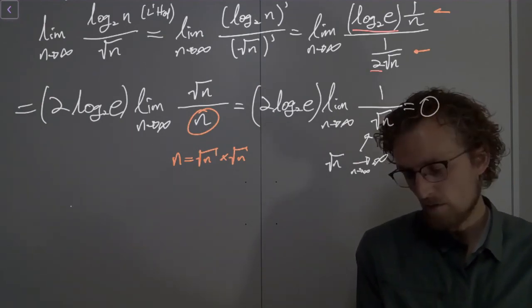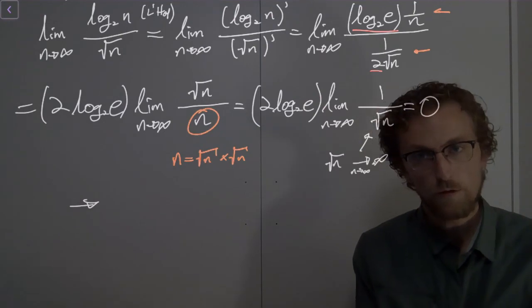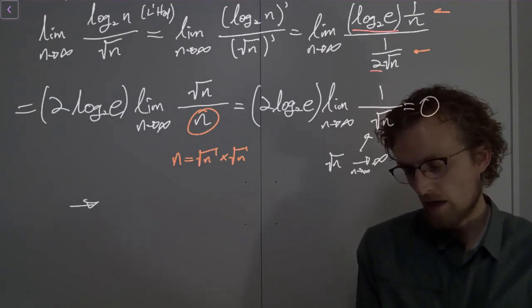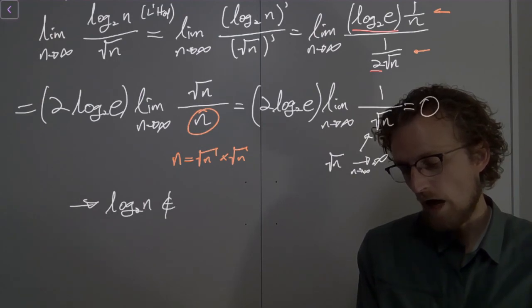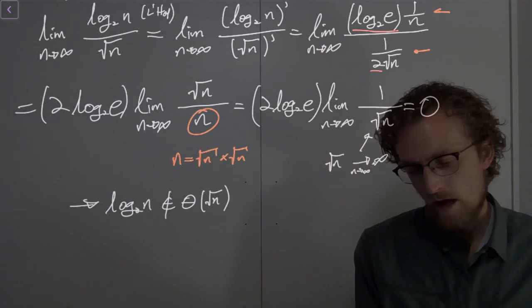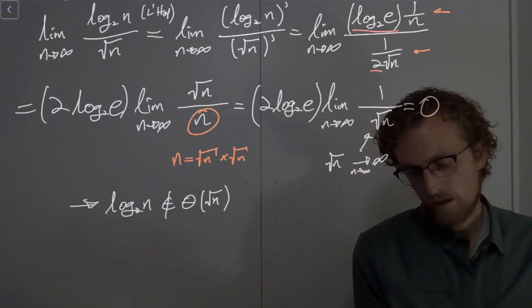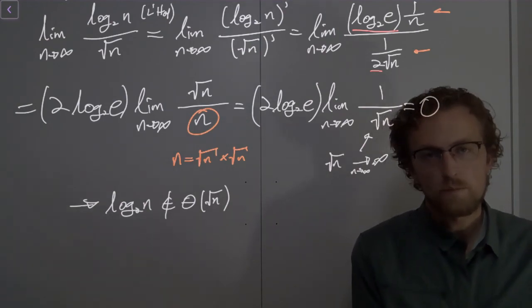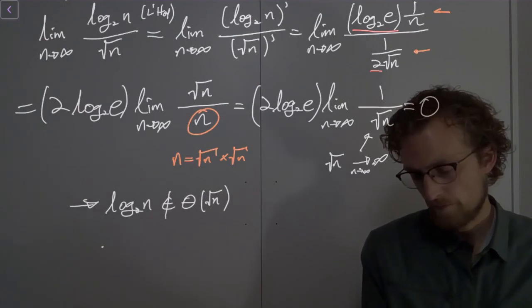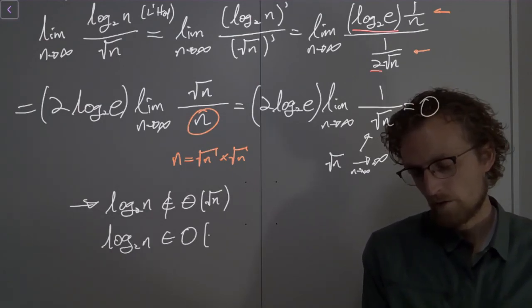So what does this mean? Well, it means that these have a different order of growth. So it means that log base 2 of n is not big theta of square root of n, right? And then what's the other piece that it means? It means that log base 2 of n is big O of square root of n.